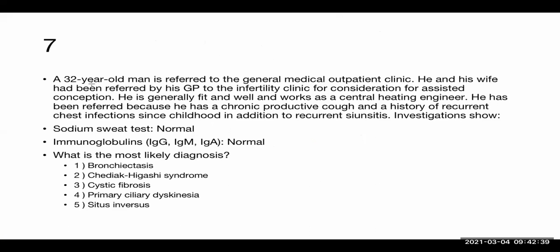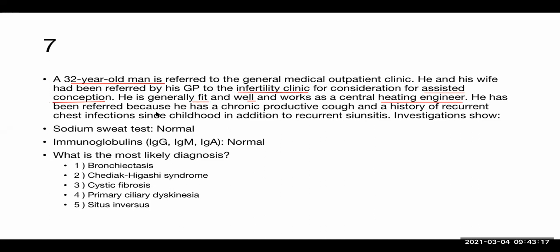A 32-year-old male is referred to the general medical outpatient clinic. He and his wife had been referred by a general practitioner to the infertility clinic for consideration for assisted conception. So this is a case of infertility. They are unable to have a baby, so they are referred for assisted conception. He is generally fit and well and works as a central heating engineer. So this is another important history.